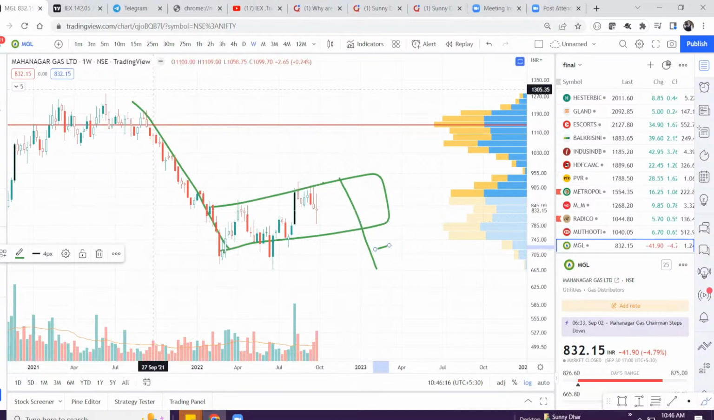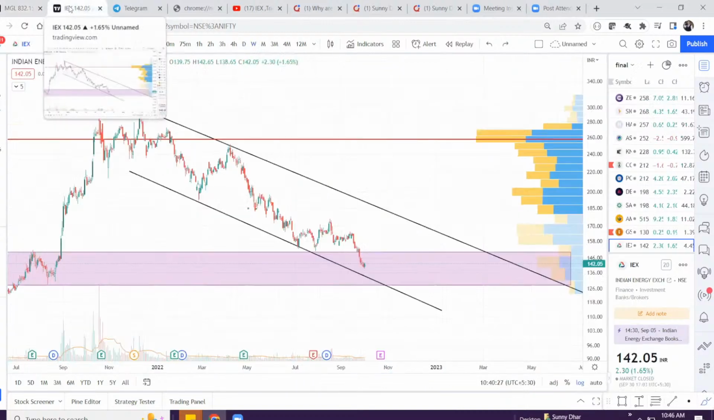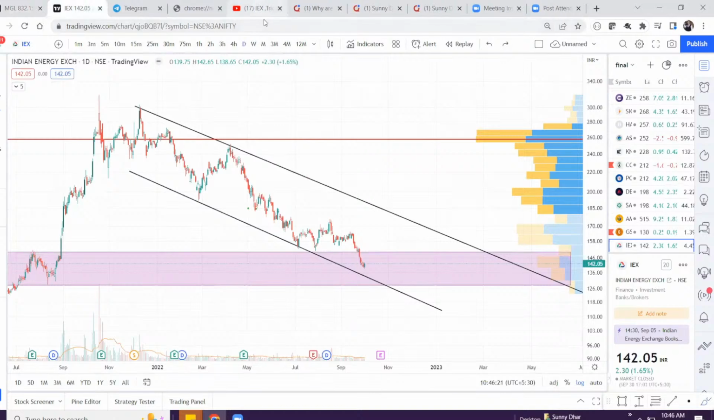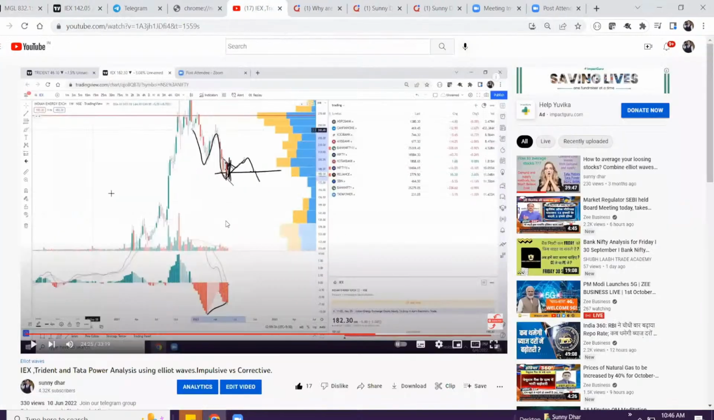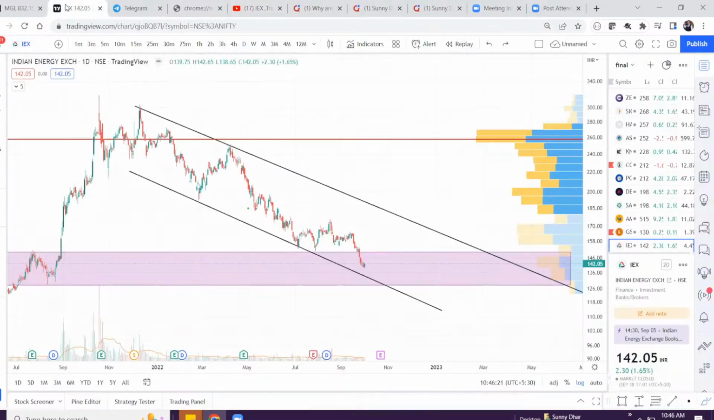Similarly, we can see now one more stock, IEX. This stock, if you see, I had already taken a webinar, and this was taken on 10th June. And in that, you can see the price is 182. And in that, I had said that this is a corrective move, and for this impulse, we will expect one more move down. Now, if you see the chart, current value is 142, and from 182 it has fallen to 142 within 2-3 months.